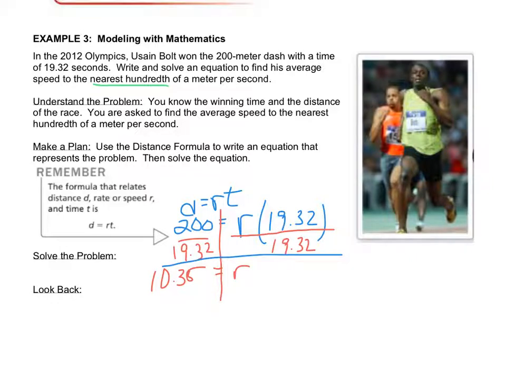But remember, we also want to make sure that we have a label on any kind of word problem. Anytime we're doing real life applications, the speed in this case would be in meters per second. So we can't just say r equals 10.35. We want to make sure we attach that label to say meters per second.